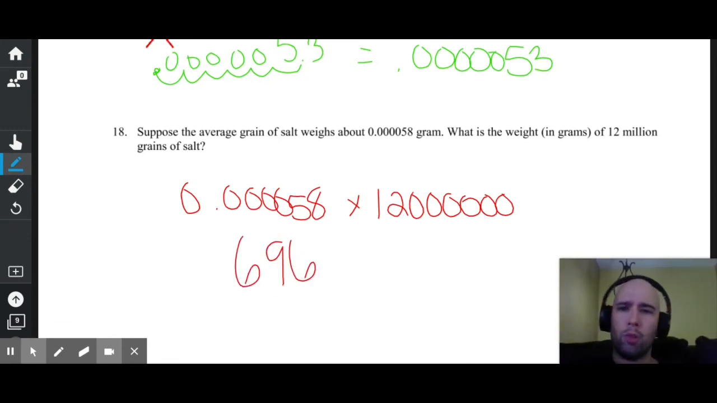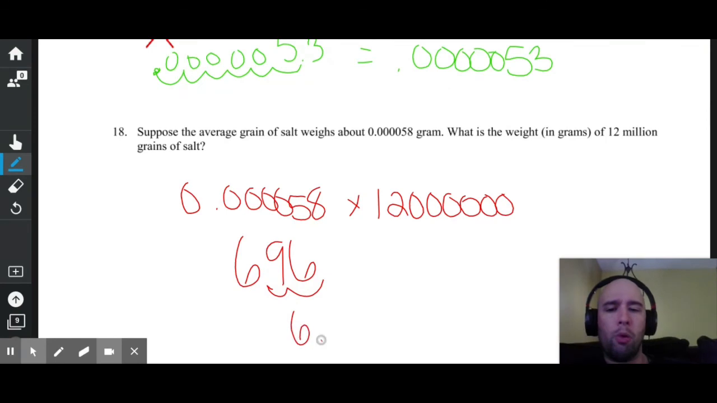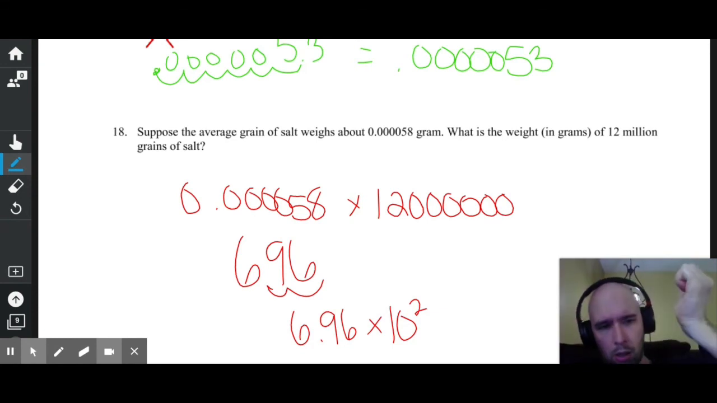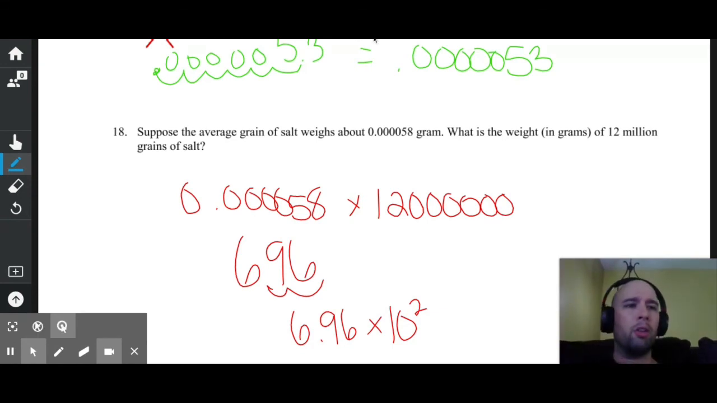Okay. Do I have to answer in scientific notation? No, but I will anyway. Put the dot there. 6.96 times 10 squared. And that, boys and girls, is the end of that. All that Common Core, Chapter 10, done.